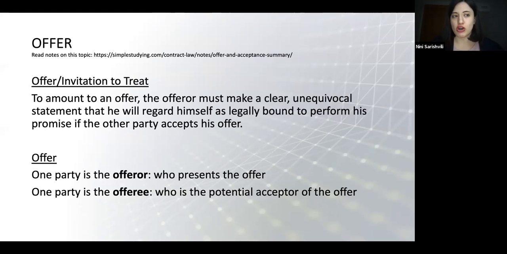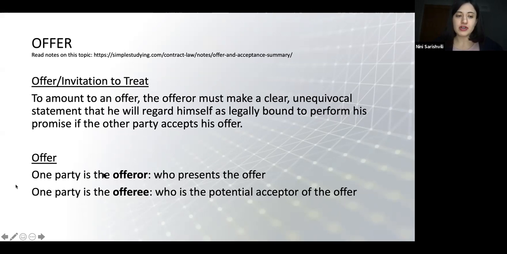For example, if you go to a shop and you see things on display, that's not an offer to you to buy them, that's an invitation to treat. In case of an invitation to treat, when you choose an object to buy, you are making an offer to the seller and the seller accepts it. So invitation to treat is a step before making an offer, whereas offer is already the sufficient step in order for it to be accepted by the seller.